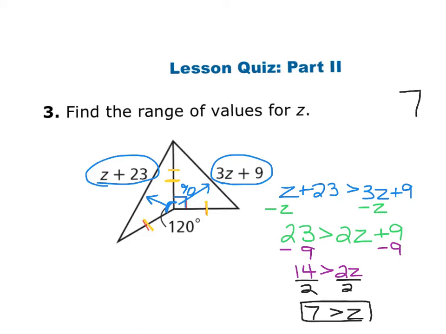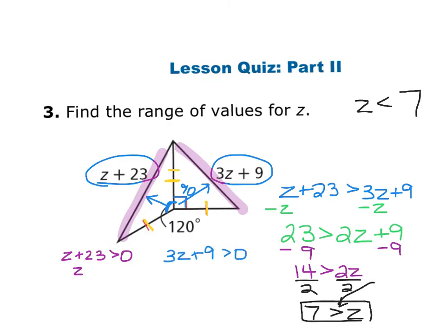So I know that Z has to be less than 7 because the smaller part of that is pointing towards the Z. But I have to know what it has to be larger than. And again, a side and an angle, neither of them can be smaller than 0. So I'd also have to say that these two sides would have to be greater than 0. So Z plus 23 has to be greater than 0. And also 3Z plus 9 has to be greater than 0. So Z has to be greater than negative 23. 3Z has to be greater than negative 9. And dividing by 3, Z has to be greater than negative 3.